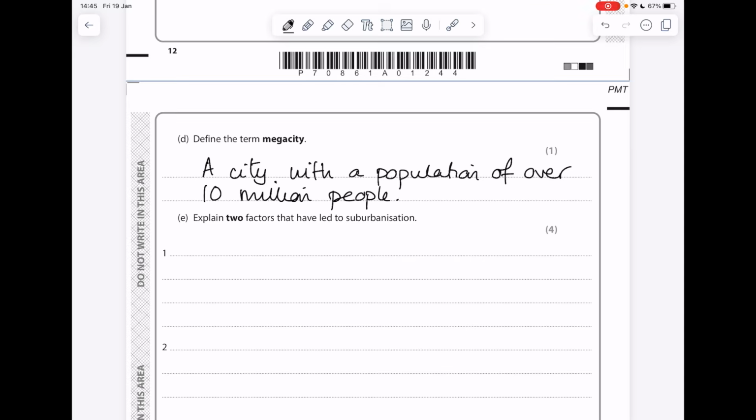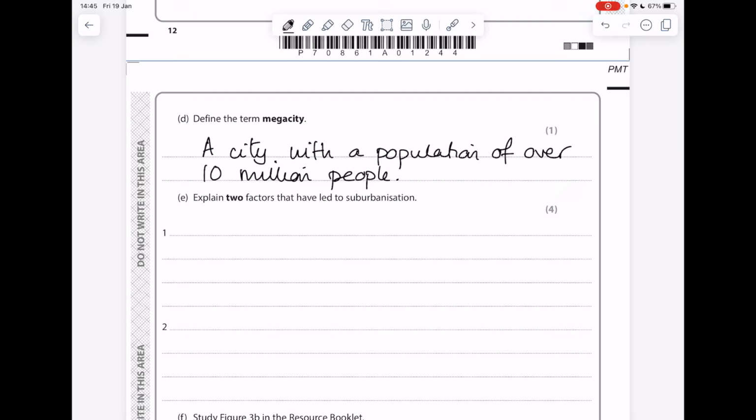Explain two factors that have led to suburbanisation. Suburbanisation is the outward growth of urban development which may engulf surrounding villages and towns. So what might encourage that? Well, first of all, prices of land and property in the city centre have become prohibitively expensive, so people seek alternative places to live which is cheaper.